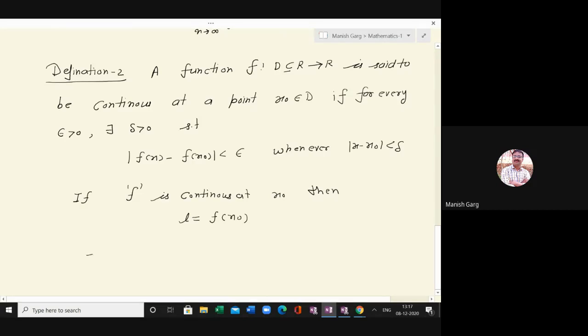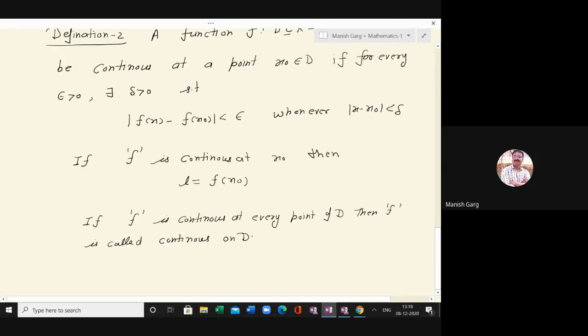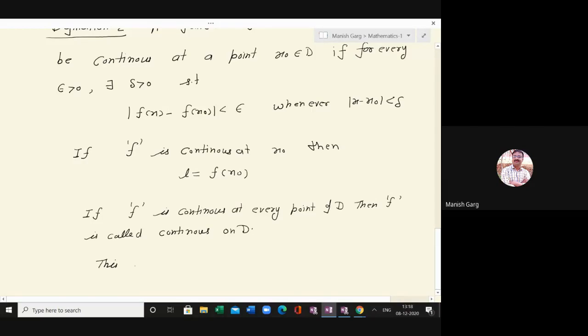Now, since x naught is arbitrary, if f is continuous at every point of D, then f is called continuous on D. This definition is known as the epsilon delta definition.